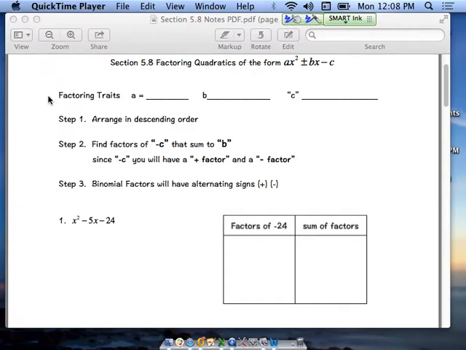Okay, this video talks about factoring trinomials from section 5.8 in our textbook. A is positive 1, B can be either positive or negative, but the defining trait here is that C is now a negative number. So it's a three-step process. You can think of it as a three-step process.